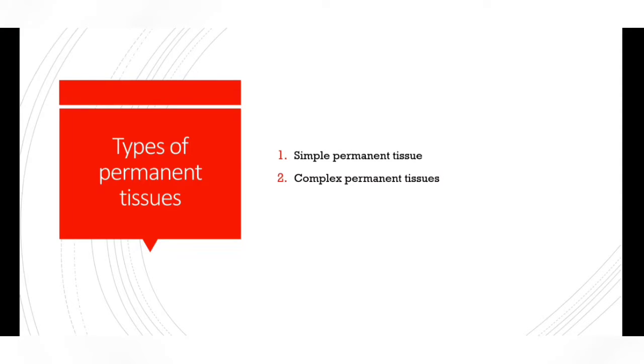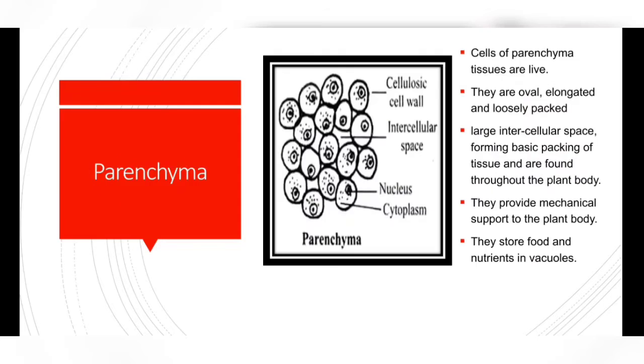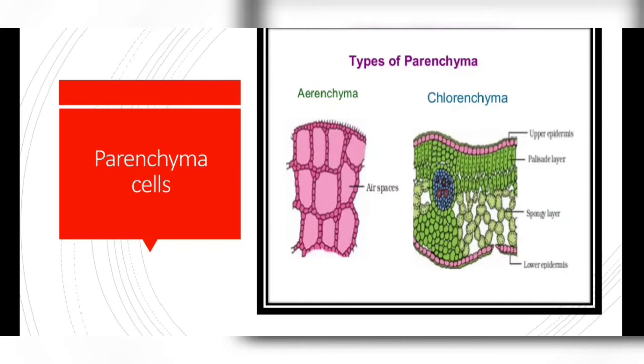And there are two types of permanent tissues. Simple permanent tissues are made up of only one kind of cells and perform a single function. So these are parenchyma, collenchyma, and sclerenchyma. Parenchyma's function is to store food and nutrients. If it is storing air spaces, it is called aerenchyma. If it is storing chloroplast, then it will perform photosynthesis, and it is called chlorenchyma tissue.